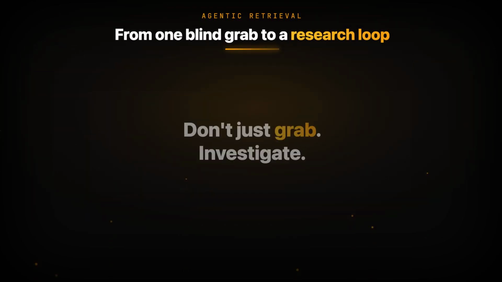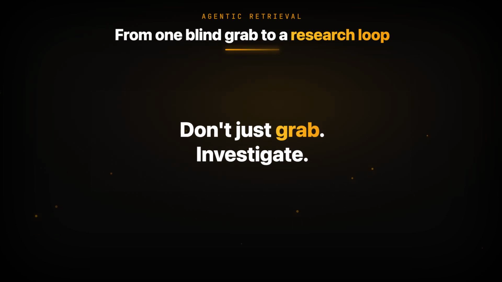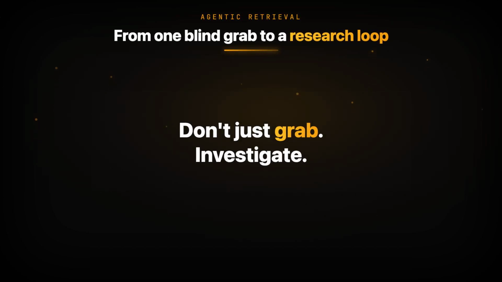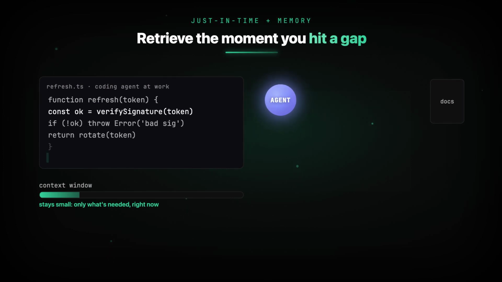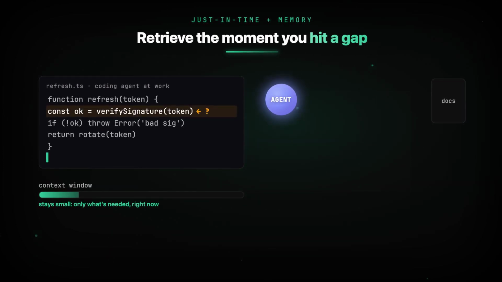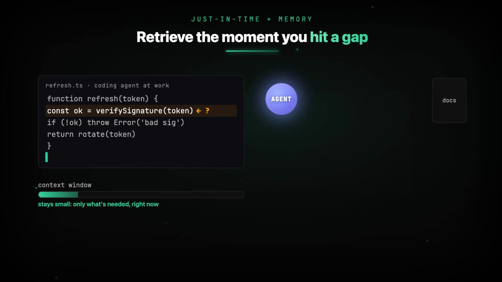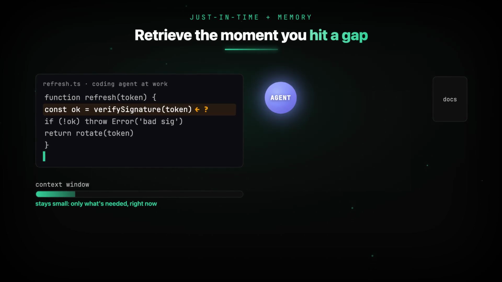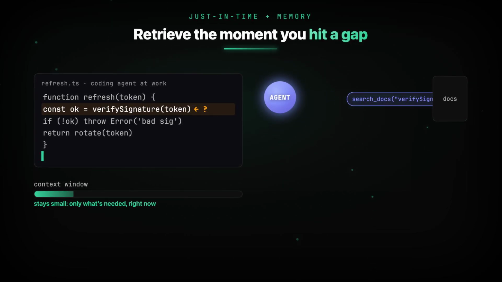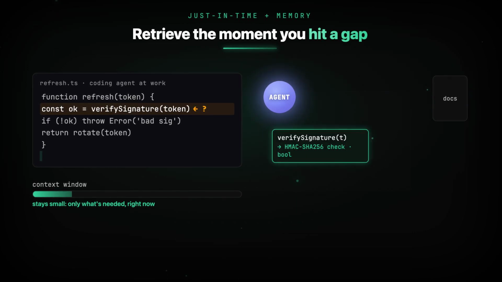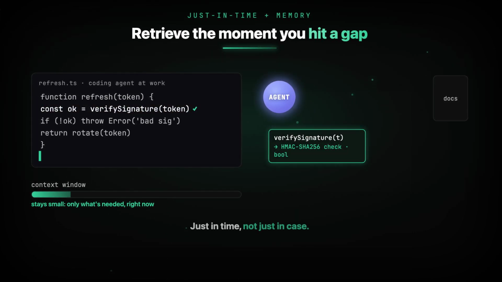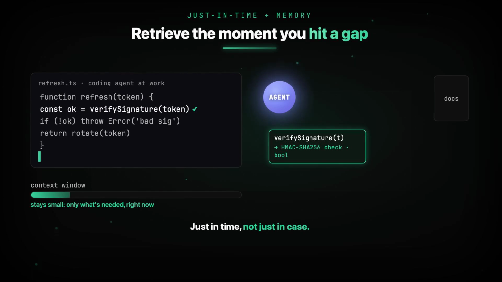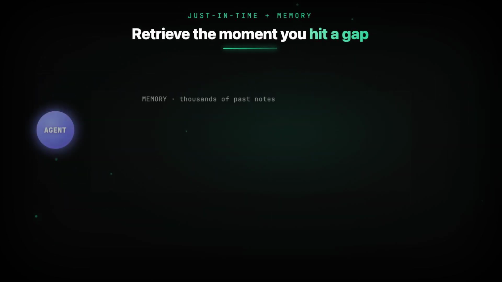This isn't free though. It costs roughly 3 to 10 times the tokens of classic RAG. So use it where the question is genuinely hard, not to look up a simple fact. It also doesn't have to happen upfront. The agent can retrieve mid-task the moment it hits something it doesn't know. Take a coding agent. It's editing a file, hits a function it doesn't recognize, and right there in the loop it runs a search, grabs just that definition and moves on. Retrieval becomes a tool the agent calls whenever it has a gap, just in time rather than just in case.